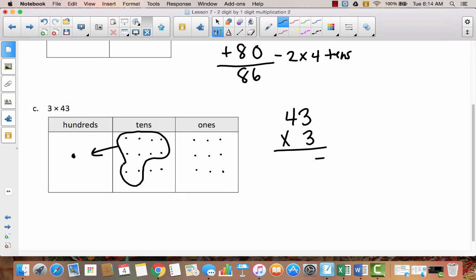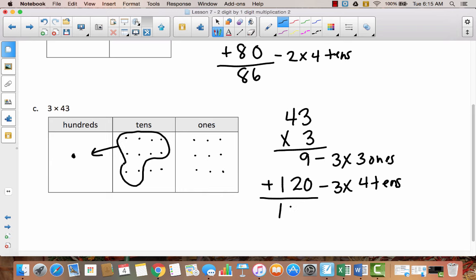So I've got 43 times 3. So that would be 3 times 3 ones and 3 times 4 tens. So 3 times 3 ones was 9. 3 times 4 tens was 12 tens, which is 120. And then when I add these two partial products together, I get 129.